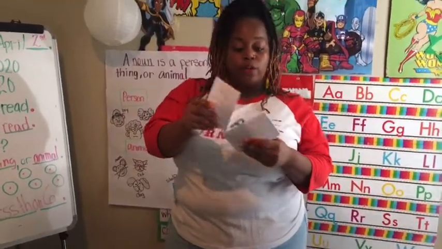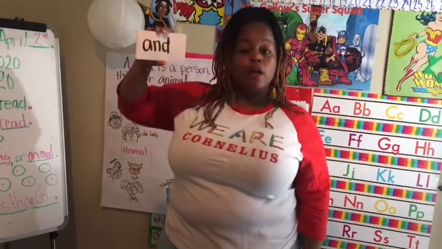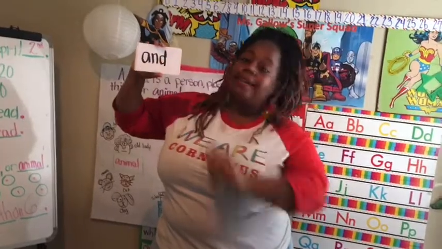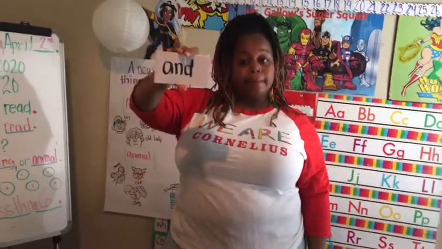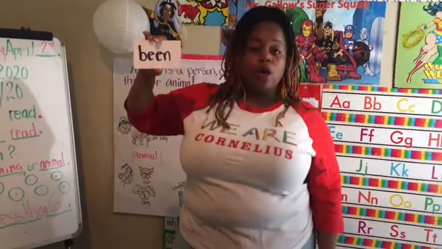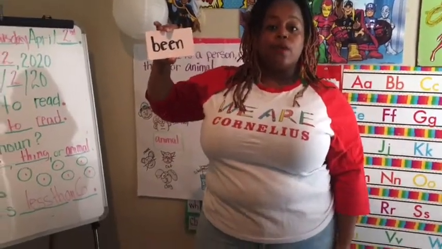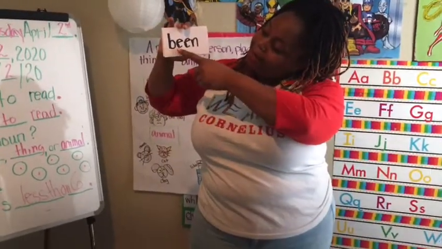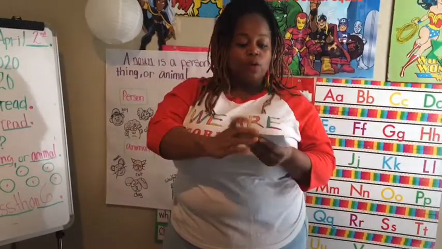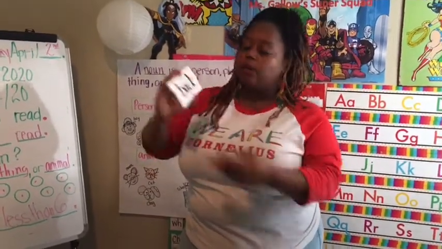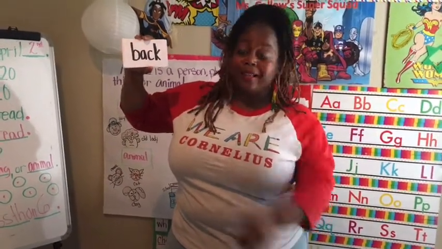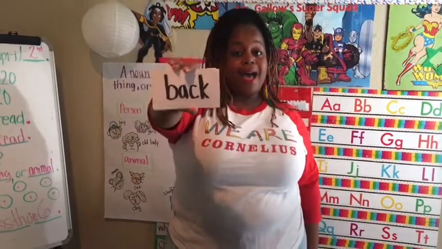Good. What's the word? And. How do you spell it? A-N-D. What's the word? Been. How do you spell it? B-E-E-N. Good. What's the word? Back. How do you spell it? B-A-C-K.